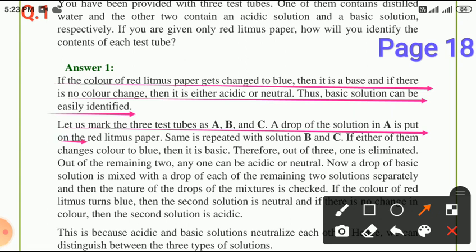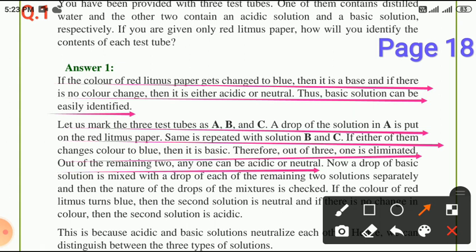Same is repeated with solutions B and C. If either of them changes color to blue, then it is basic. Therefore, out of 3, 1 is eliminated. Out of the remaining 2, anyone can be acidic or neutral. Now, a drop of basic solution is mixed with a drop of each of the remaining 2 solutions separately, and then the nature of the drops of the mixtures is checked.